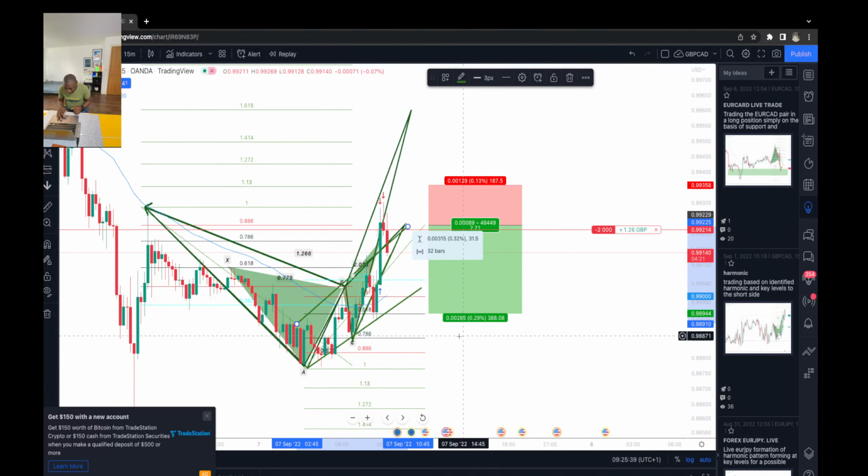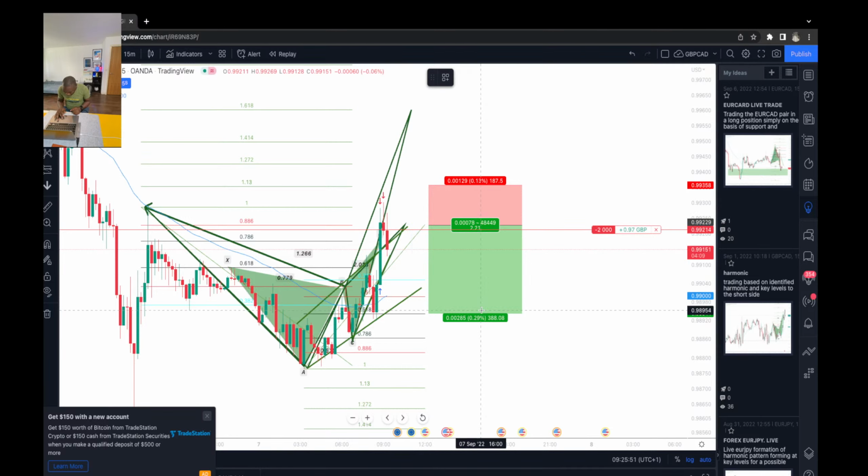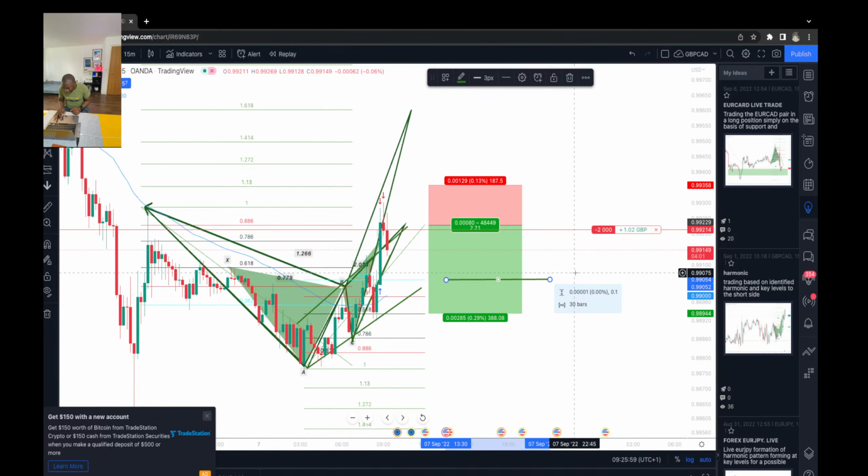So it looks as if the bat pattern is holding for the time being. Normally when you trade this, the first profit target should be the 382, which is right here. Hopefully price would get to that level, but we'll see.